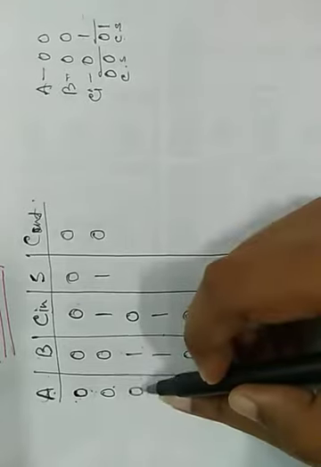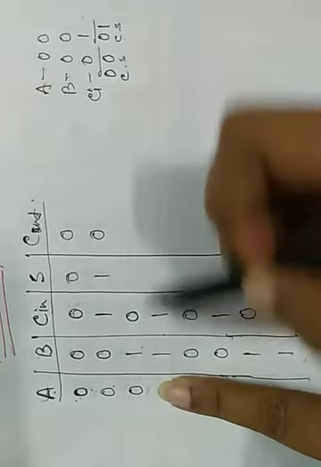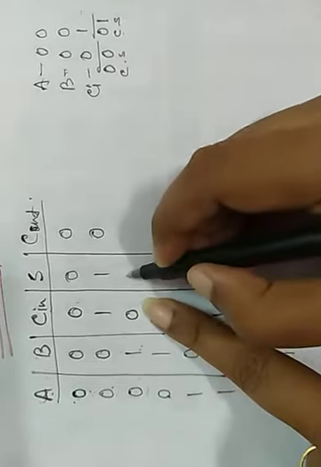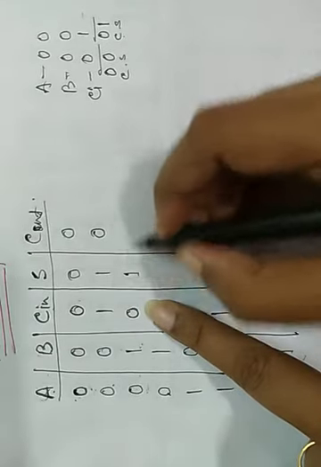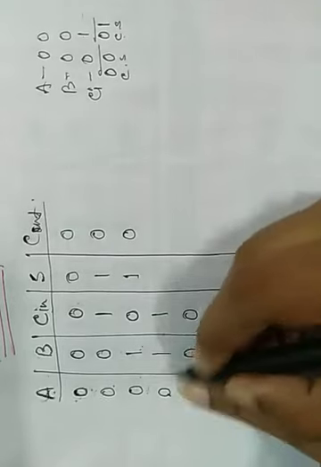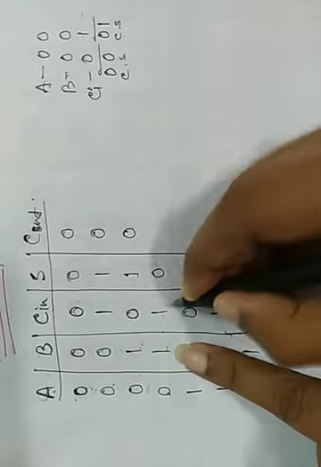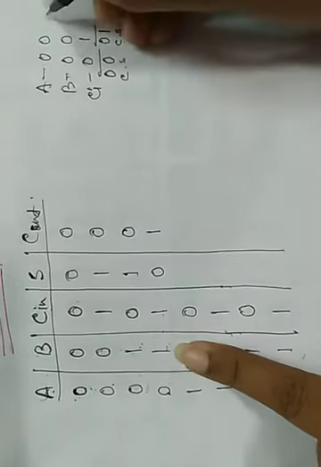Clear? Now, you can check everything I am writing here. It is very easy. 0, 1, 0. Obviously, sum is 0 as 1 is single, carry is 0. 0, 1, 1. Two ones are there. Then sum is 0, carry is 1.